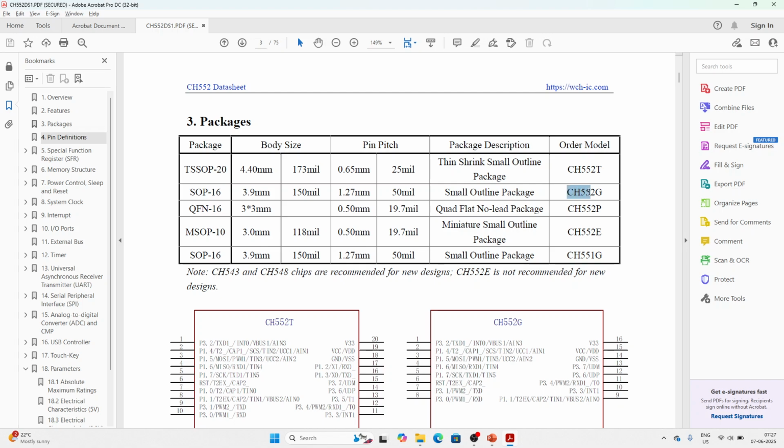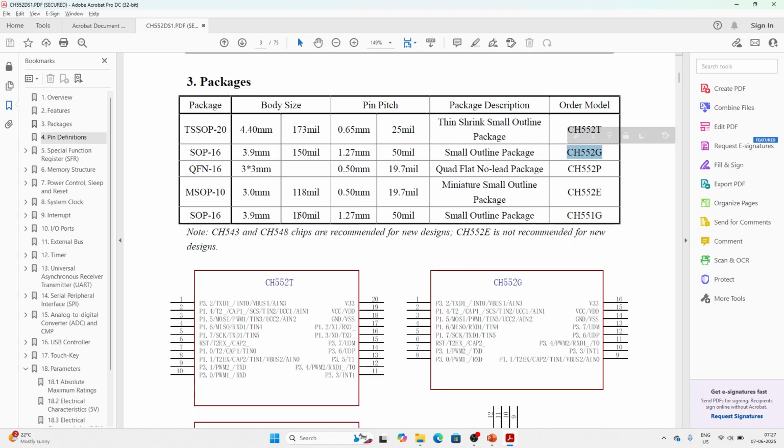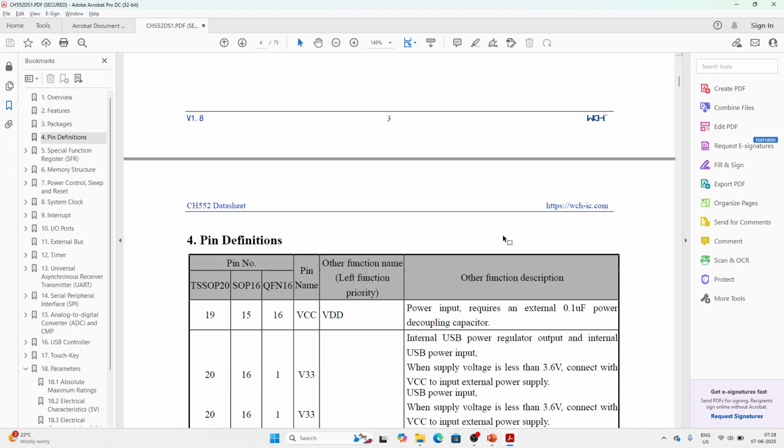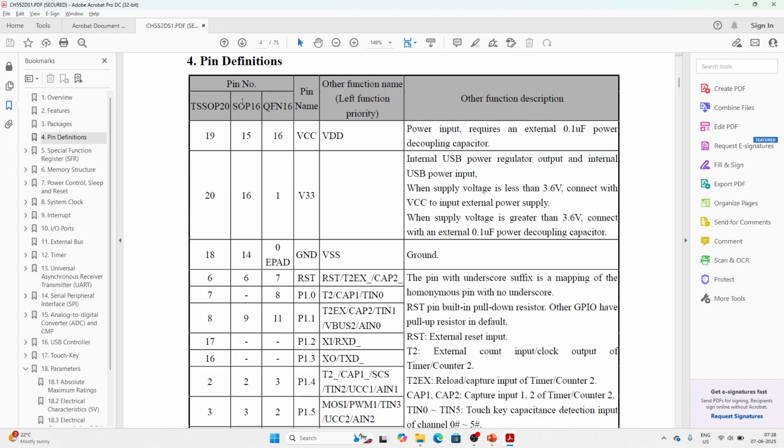This is CH552G, which has 16 pins, right? It has a small outline package, which becomes easier for us to even handle, right? So SOP16 is what we need to concentrate on here. This is how many of the microcontroller pin definitions would look like.